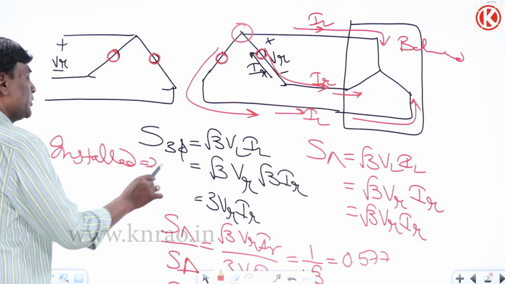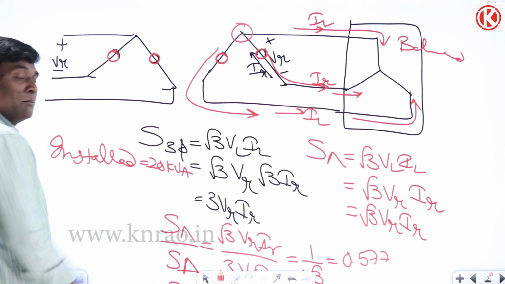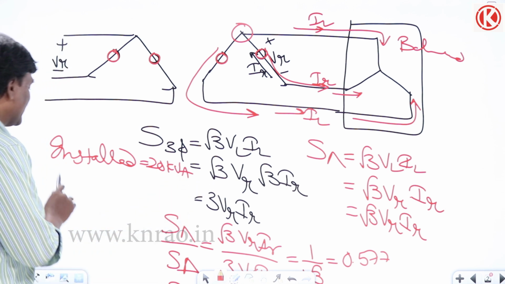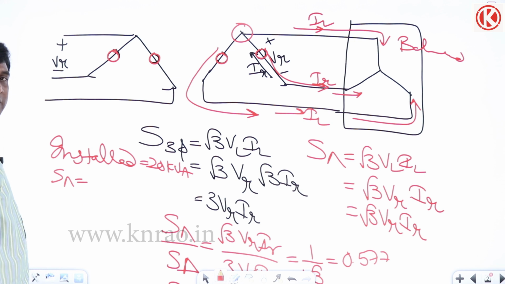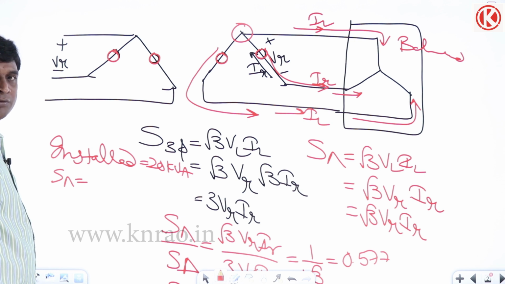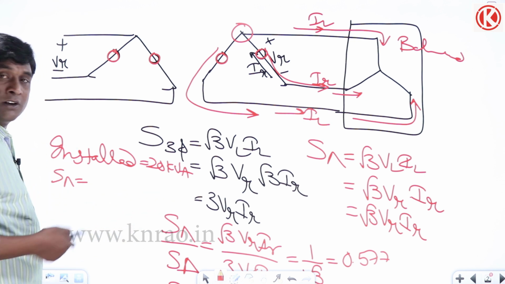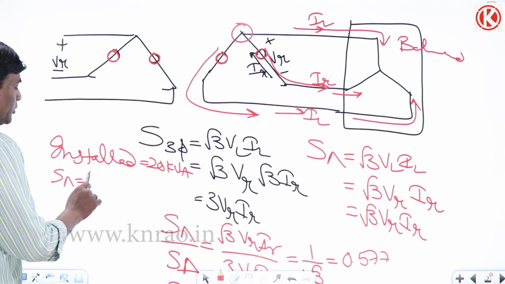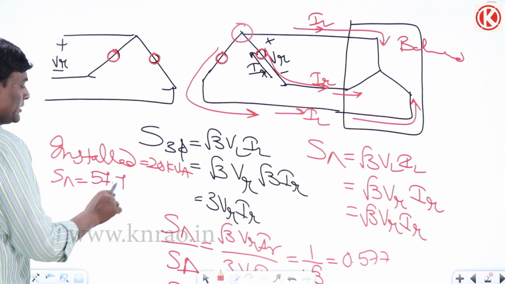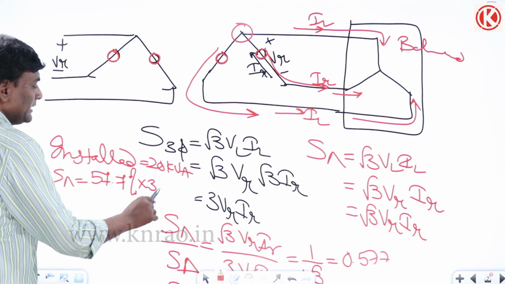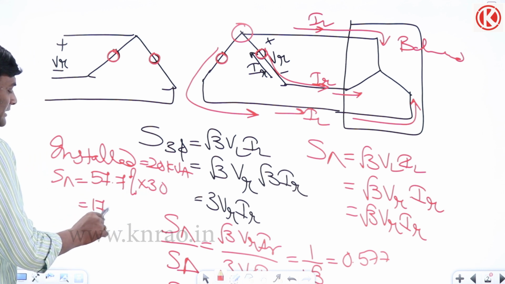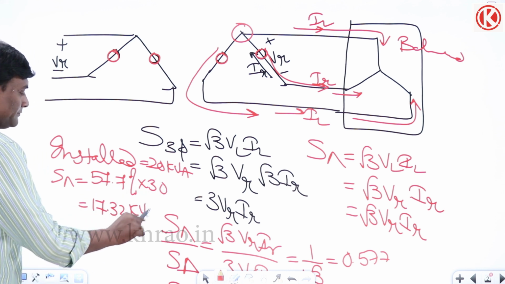Installed capacity is 20 kVA. But at maximum, what you can use, S of open delta, is going to be 57.7% of total S of closed delta. That's what we derived. So 57.7% of 30 kVA is going to be 17.32 kVA.